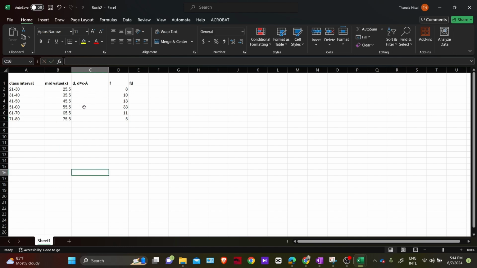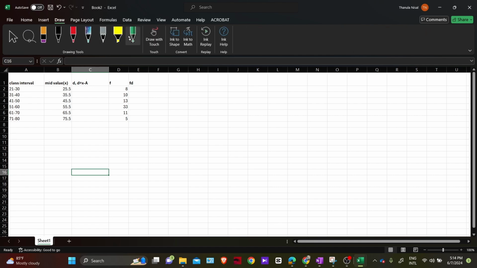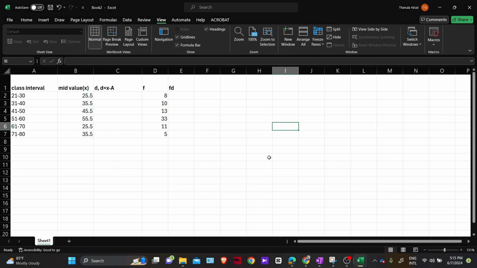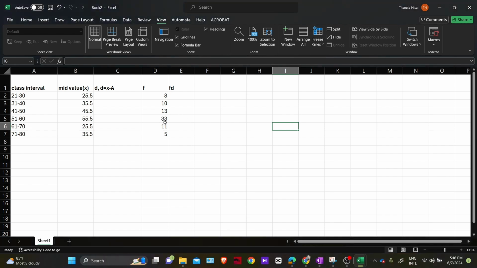How can we get the d values? D stands for the deviation, right? Before that, we need to highlight what is a. A means the assumed mean. How can we select the assumed mean? Usually, the mid value of the modal class is considered to be the assumed mean. In this case, what's the modal class?